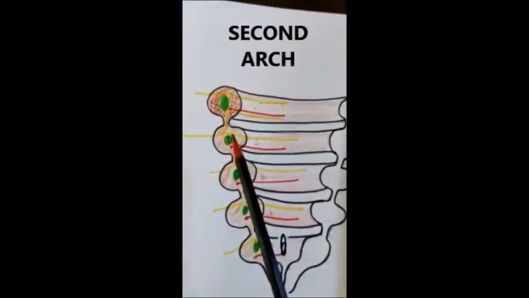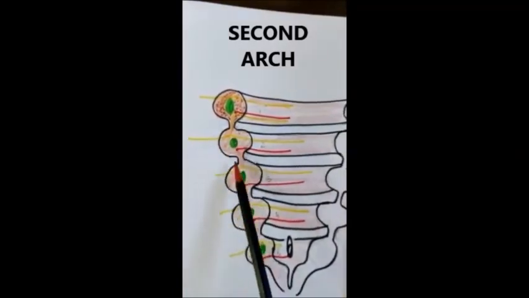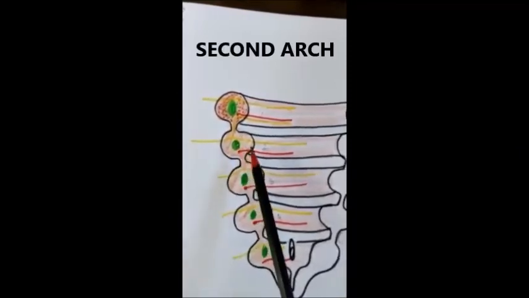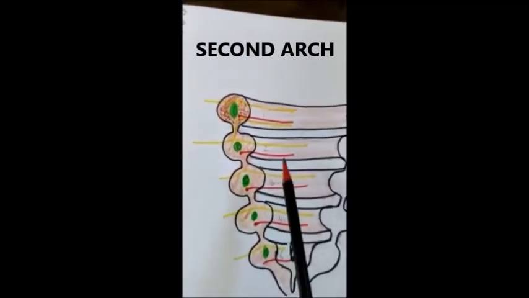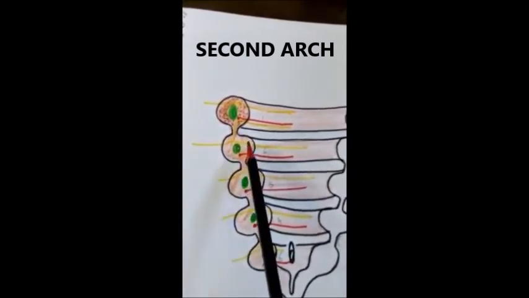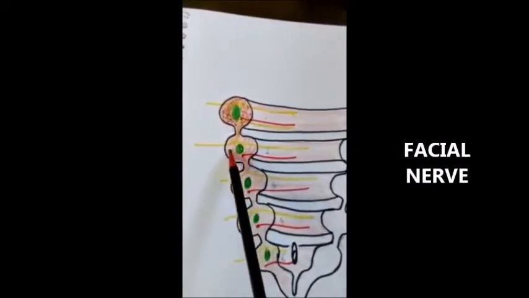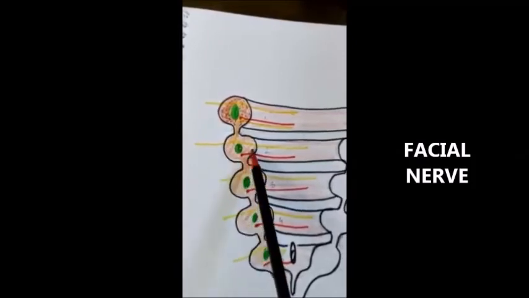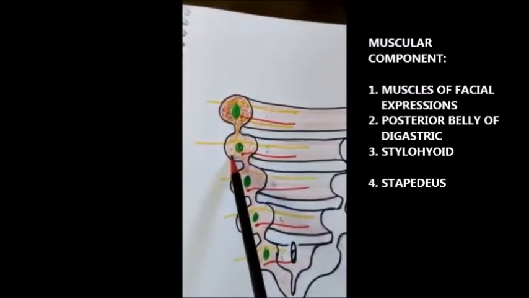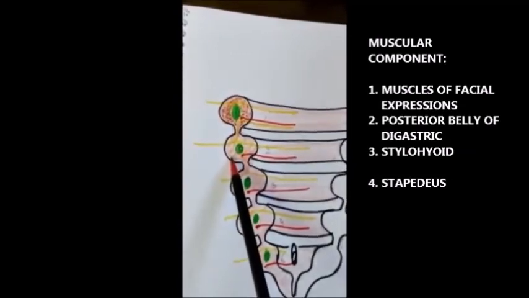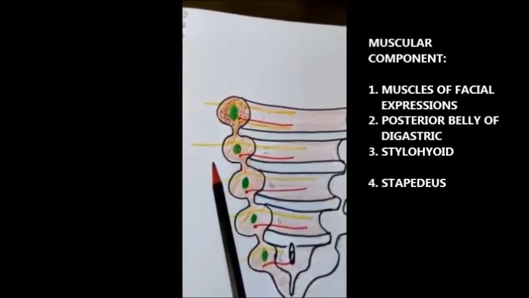Then we come to the second arch. Now the second arch, just like the first arch, also has all components, that is skeletal component, nervous component, arterial component, and the muscular component. The nerve here is the seventh nerve, that is facial nerve, and the muscular component will form all the muscles which are supplied by the facial nerve, and these include all muscles of facial expression. Then posterior belly of digastric, stylohyoid muscle, and stapedius muscle.